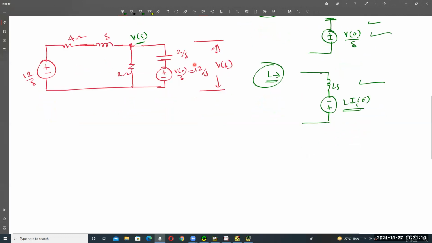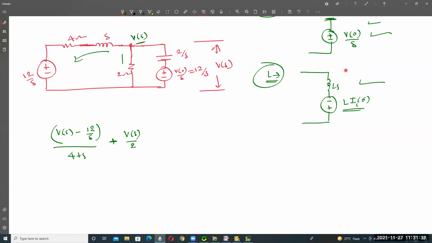Then by using nodal analysis, what is the current in this direction? V of S minus 12 divided by S, by 4. Okay, and then next V of S by 2. This current, and then this current is nothing but V of S minus 12 divided by S by 2 by S is equal to 0. Like this, we will get this expression.